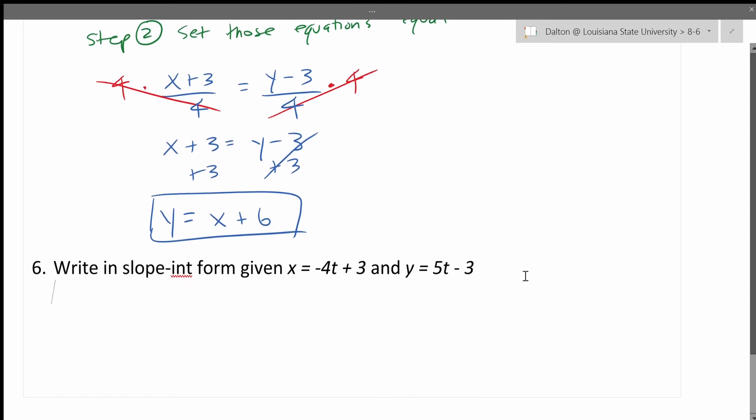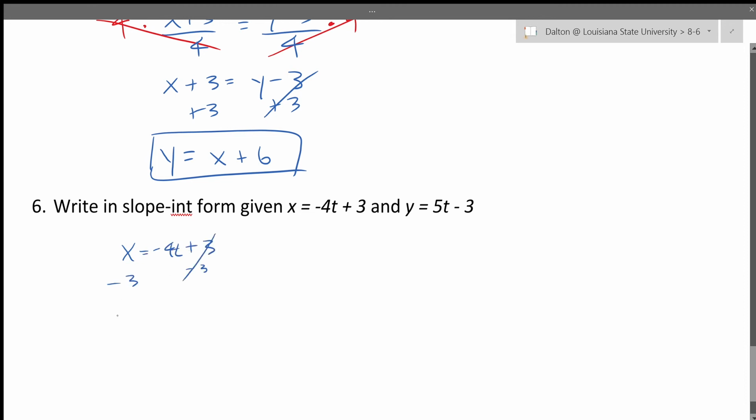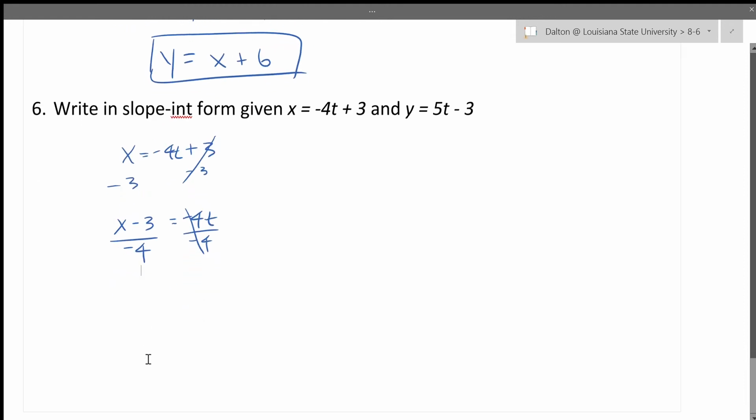So as we did earlier, we are going to solve each of these equations in terms of t. So if I have x equals -4t plus 3, if I subtract 3 from both sides, I get x minus 3 equals -4t. Divide everything by -4, and then I get t equals (x minus 3) over -4. Again, if you want, you could divide this out right here and right now. I'm going to leave it as is.